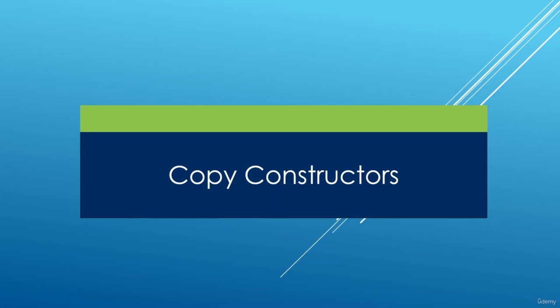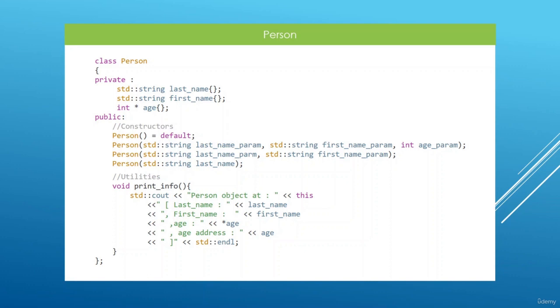In this lecture, we're going to learn about copy constructors. These are constructors that are called by the compiler to make copies if you try to construct a class object from another class object. To really learn about this, we're going to use a person class. We're going to set up a person class.